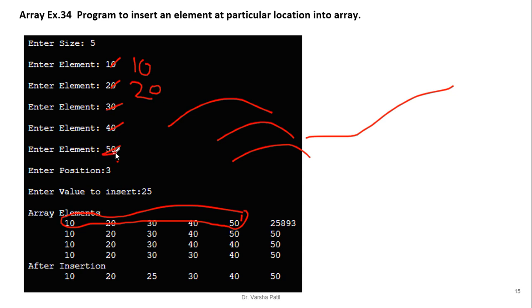Now this is the 50. So we are shifting it to the next location. Now the next location and this location contain the 50. After that, this 40 is transferred to here. Now here 40, here 40.